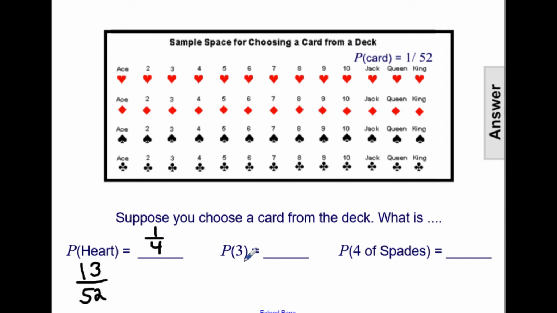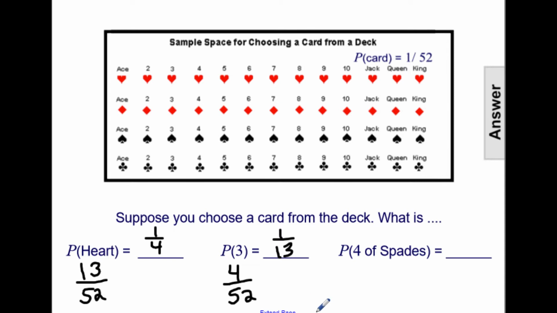Now let's look at the probability of picking a 3. Well, same thing, you still have the same 52 cards, but now you only want 3s. There are 1, 2, 3, 4 cards that are 3s, so it would be 4 out of 52, but that simplifies to 1 out of 13. So you have a 1 out of 13 probability of choosing a 3 from a deck of cards.